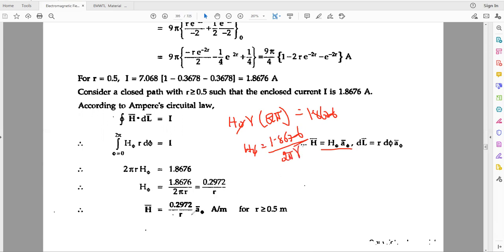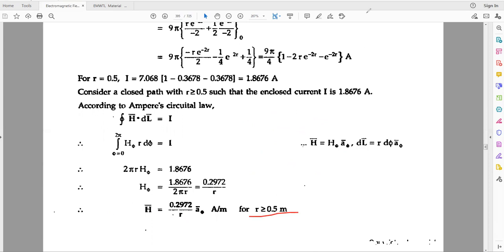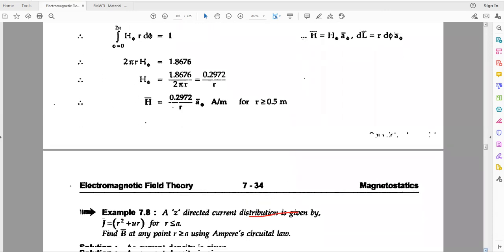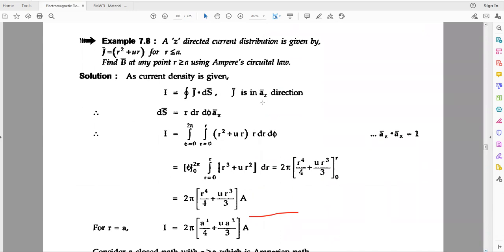By simplification, substituting, what is the value? H phi is equal to 0.2972 by r. Therefore, H bar is equal to 0.2972 by r in the direction of a phi bar. Okay, that is for r greater than 0.5 meters. Got it, my students? Coming to the next example.